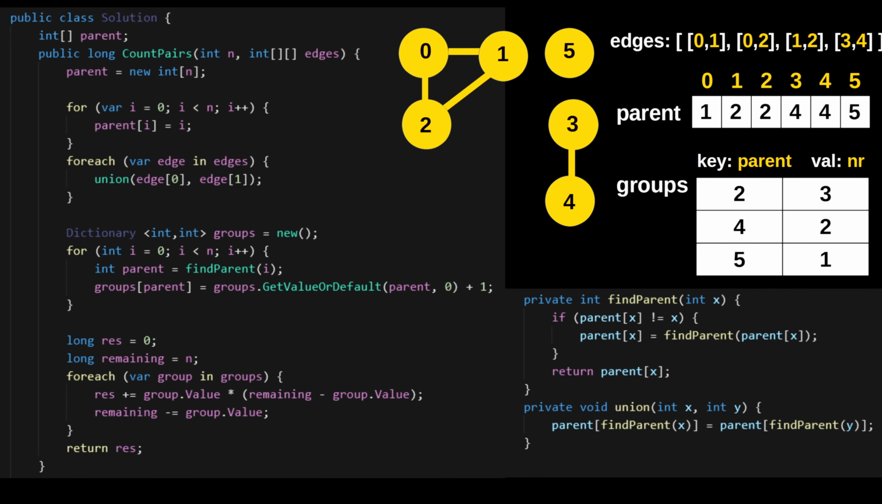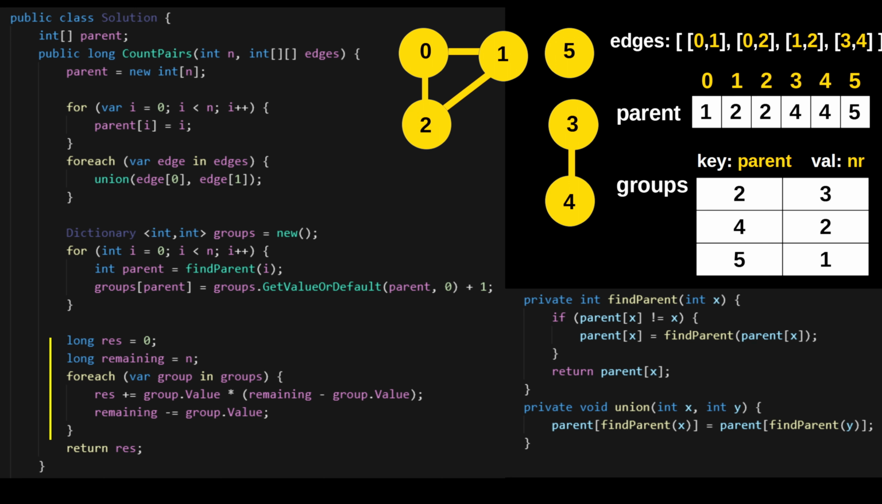Next, we will count all pairs of nodes that are unreachable from each other. Unreachable pairs are such that one of the pair is from one component and the other is from a different component. And we want only unique pairs. So we go through every group and take the group size, the number of vertices in that group, times the number of vertices outside of that group.